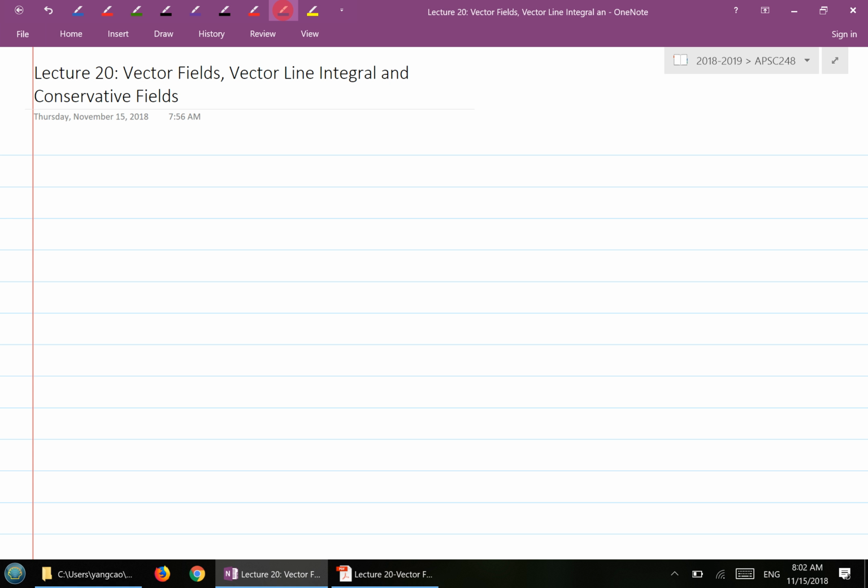So let's talk about the vector field first. Even though this is a new concept you first heard of, it's actually not new. The keywords are that it's a field, and it's a field represented by a vector function.